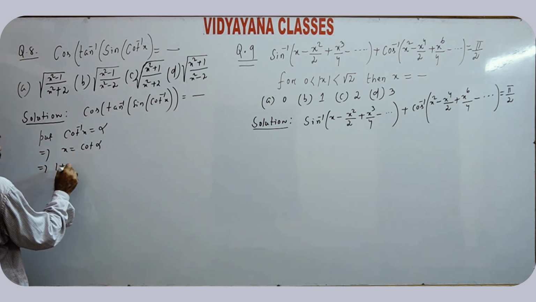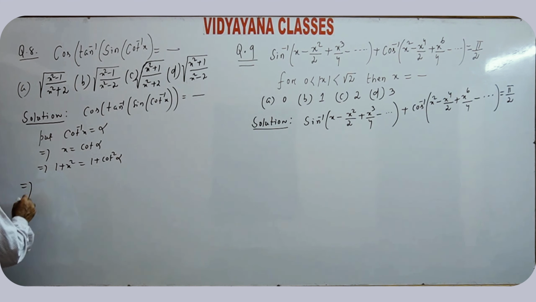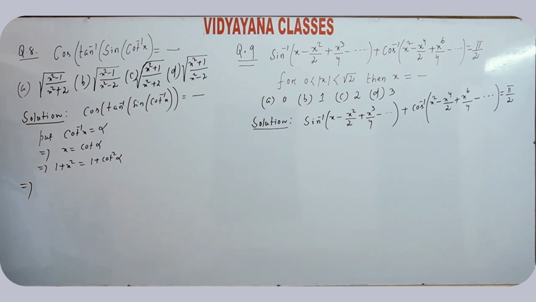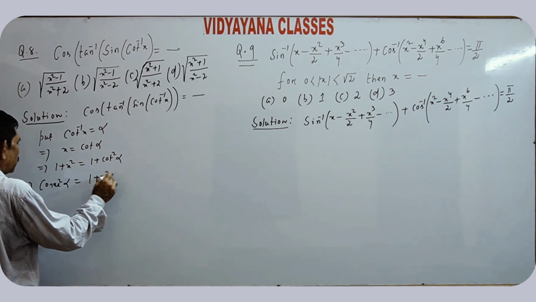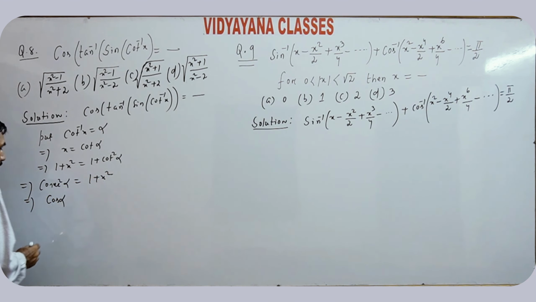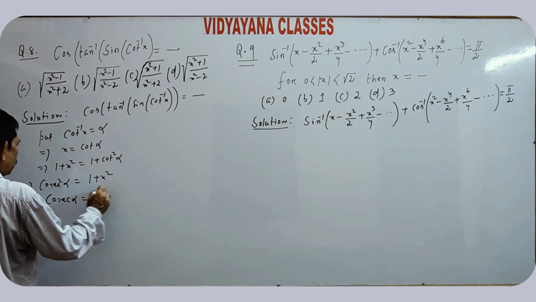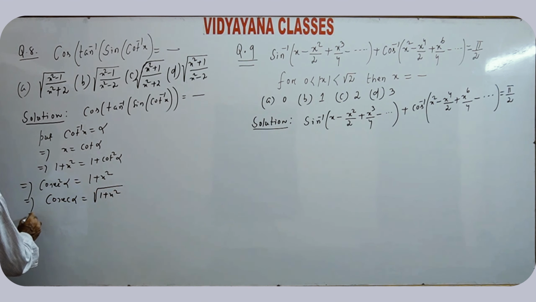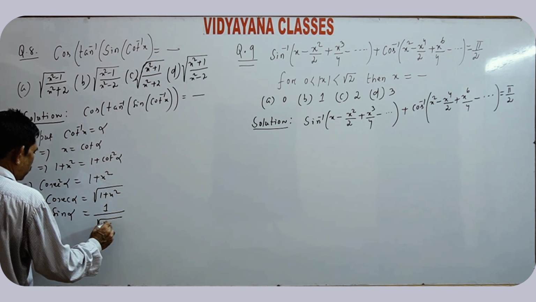1 plus x square is equal to 1 plus cot square alpha, which implies 1 plus cot square alpha is equal to cosec square alpha is equal to 1 plus x square. Cosec alpha is equal to square root of 1 plus x square. Sin alpha is 1 divided by root of 1 plus x square.